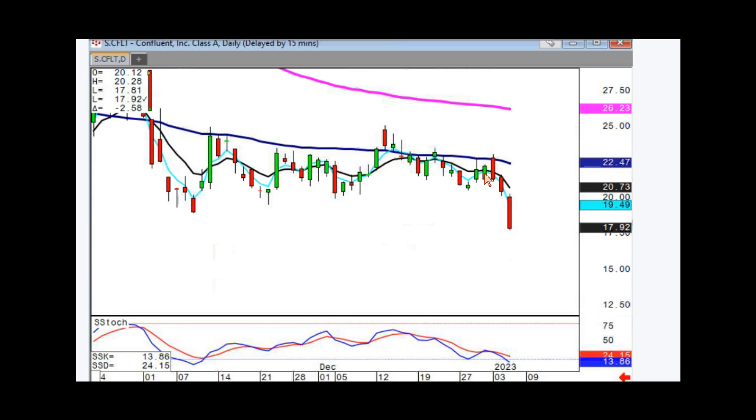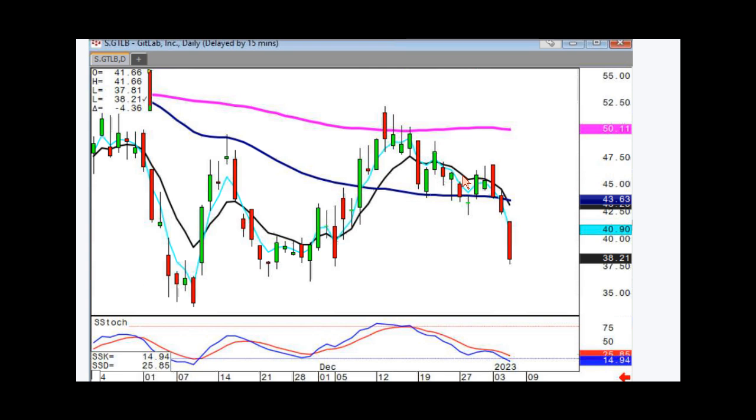CFLT. Another one that has broken this kind of wedge that you can go short. CFLT. GTLB. Bearish engulfing, gapping down. And CrowdStrike.